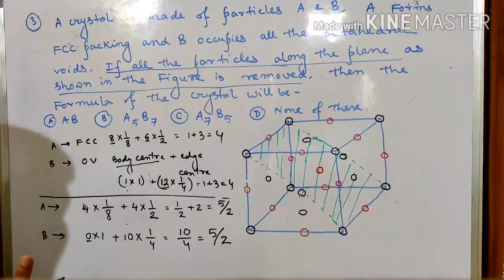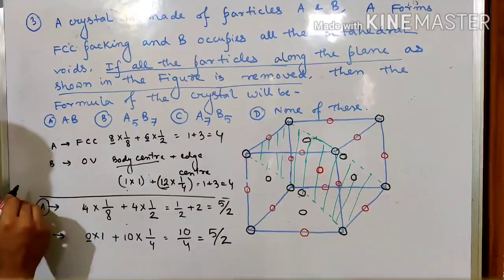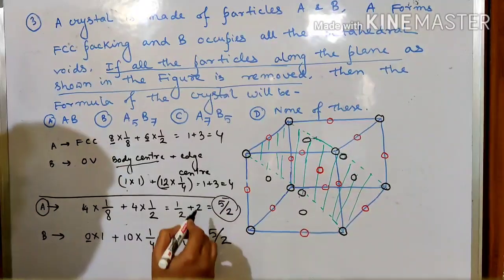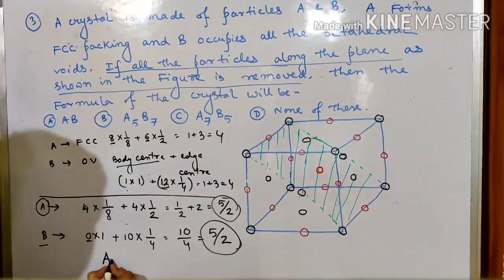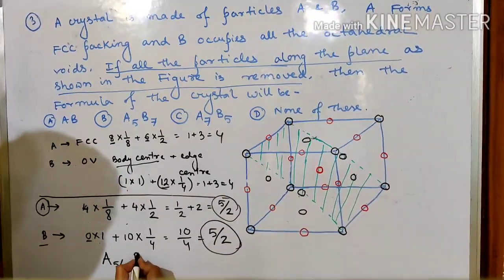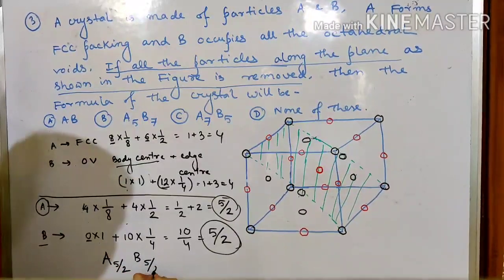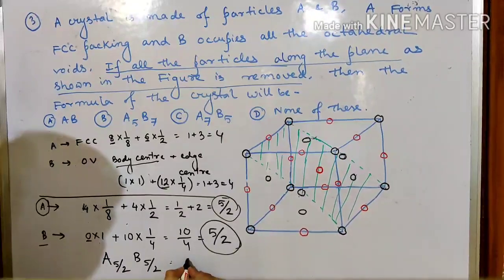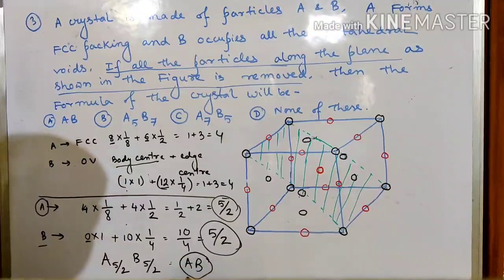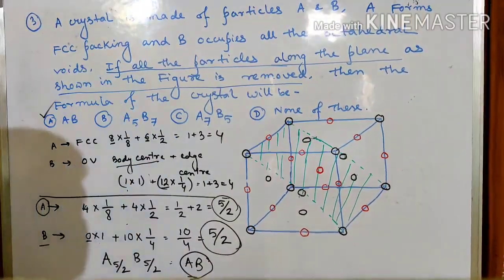So we have seen after removal, the contribution of A will be 5 by 2 and the contribution of B is also 5 by 2. So the formula should be A 5 by 2 and B 5 by 2, which means the simplified formula should be AB. That means this answer is correct.